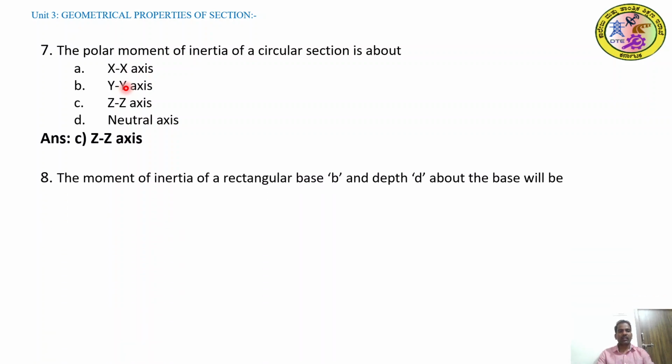The moment of inertia of a rectangle of base B and depth D about the base will be: bd square by 6, bd cube by 12, or bd cube by 3. The answer is D, bd cube by 3.